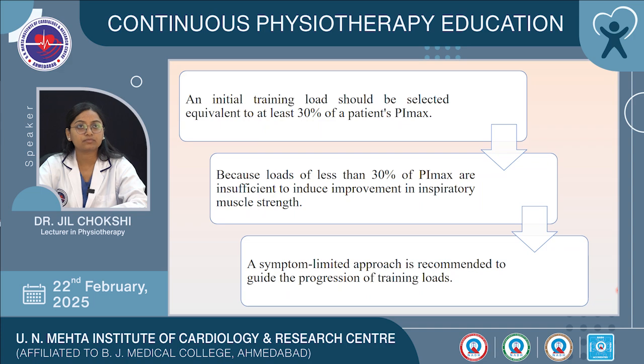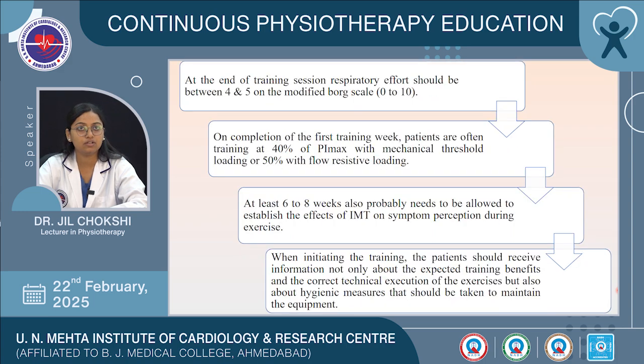An initial training load should be at least 30% of the patient's PI max, because loads of less than 30% PI max are not sufficient to induce improvement in inspiratory muscle strength. A symptom-limited approach is recommended to guide the progression of the training load. At the end of a training session, respiratory effort should be between 4 and 5 on the modified Borg scale. On completion of the first training week, patients are often training at 40% of PI max with mechanical threshold loading or 50% with flow resistive loading.